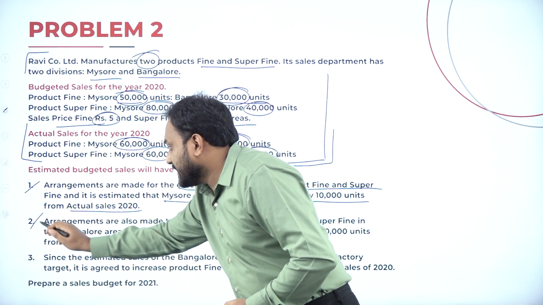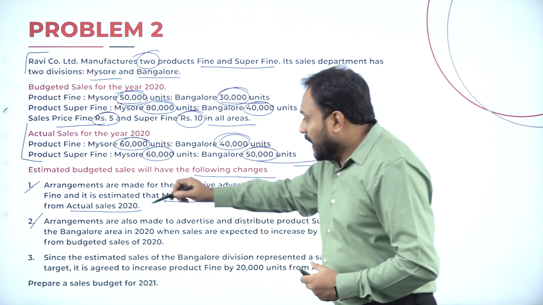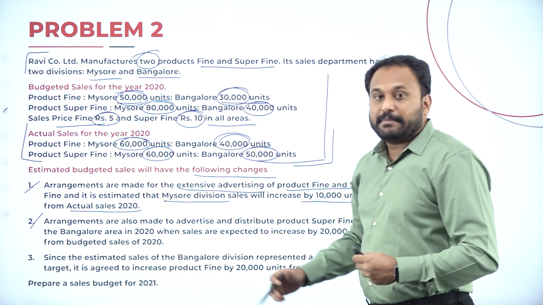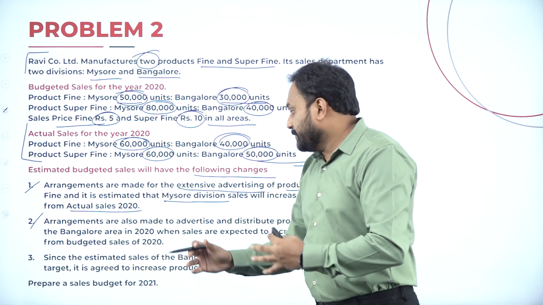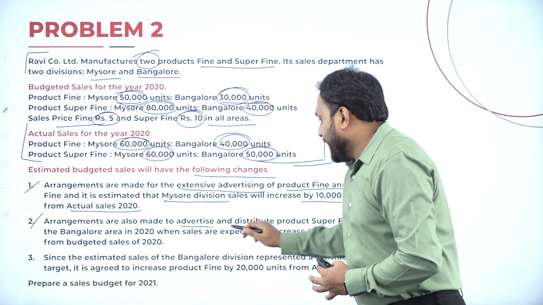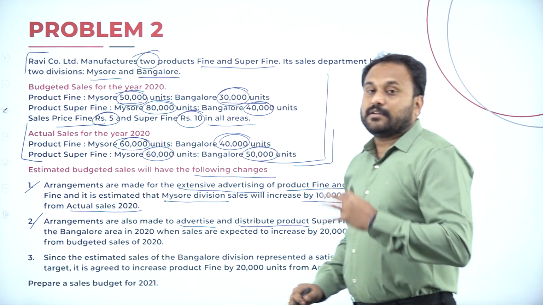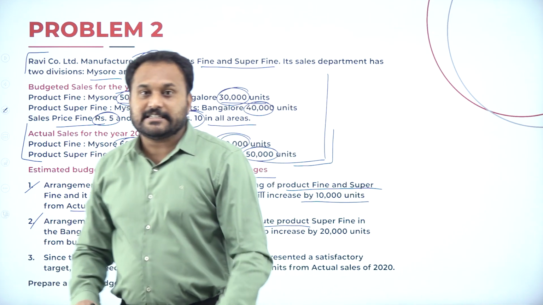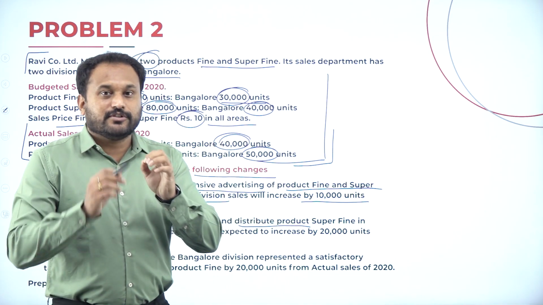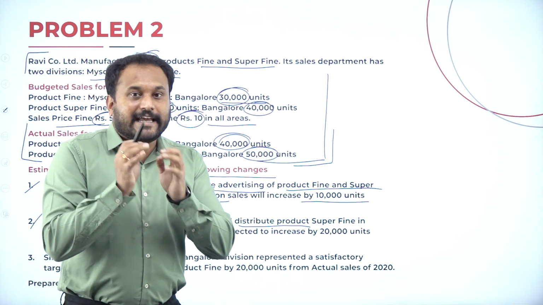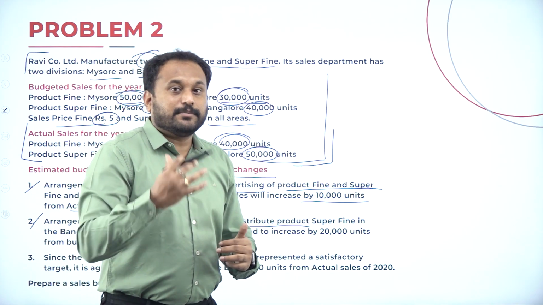Now we have the second adjustment which says that arrangements are also made. That means there is also one more arrangement to advertise and distribute product super fine. See, understand, each and every adjustment you should know what they want to tell you and what they want you people to prepare.